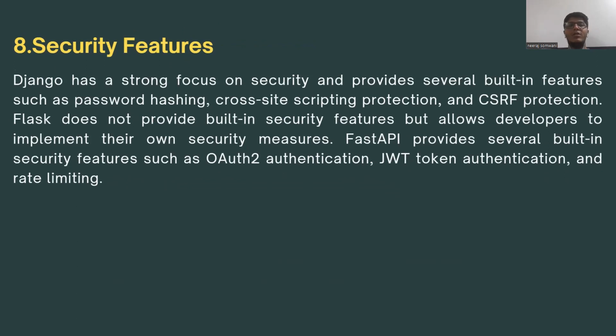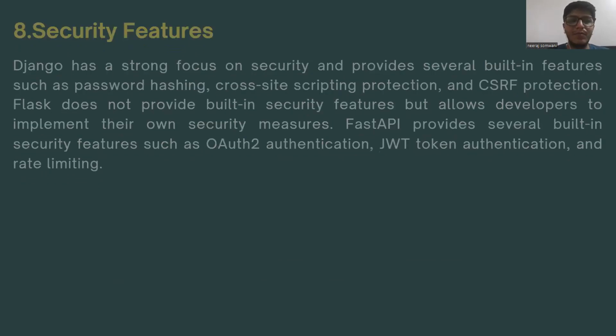Security features. Django has a strong focus on security, and provides several built-in features such as password hashing, cross-site scripting protection, and CSRF protection. Flask does not provide built-in security features, but as a developer, you can implement your own security measures. And FastAPI provides several built-in security features such as OAuth2 authentication, JWT tokens, token authentication, and rate limiting.